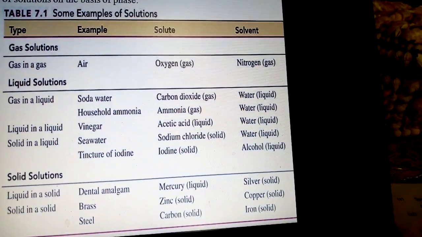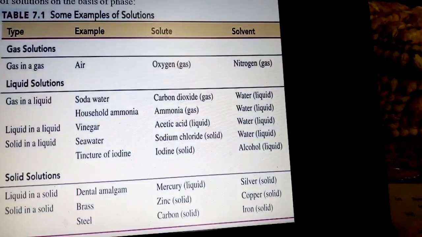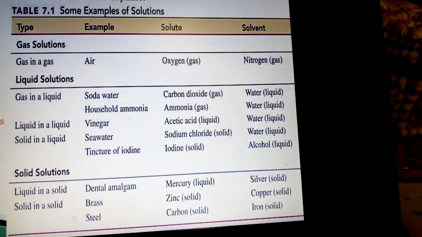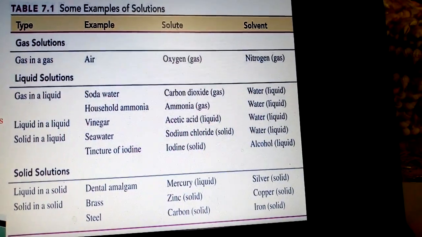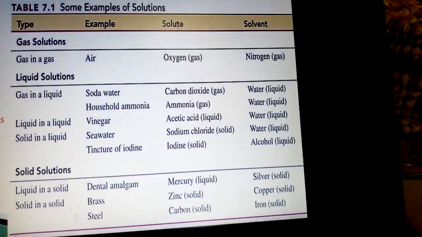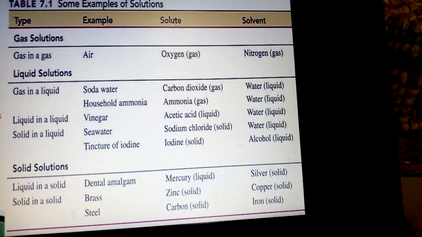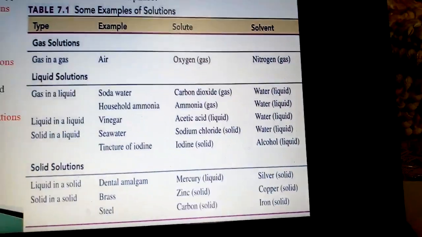In gas-gas we can consider the example of air, which is a mixture of a number of gases, like nitrogen, which is in larger quantity. So we can take nitrogen as a solvent, and oxygen, which is 21% and present in smaller quantity, we can take as a solute.